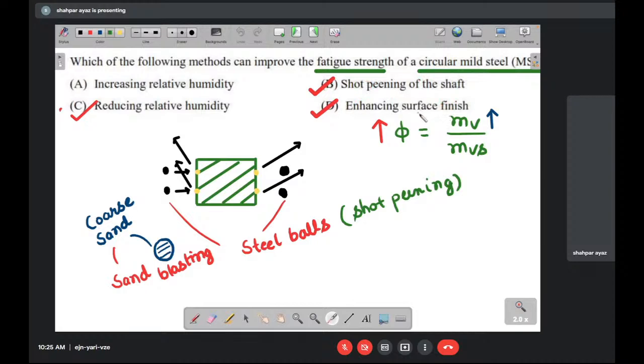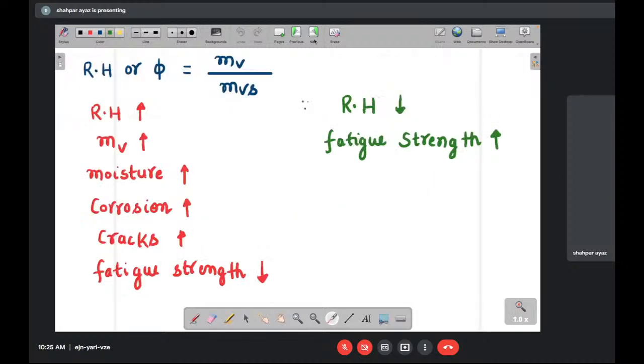Now surface finishing, my dear. Same answer you can give. Whenever you increase the surface finishing, there will be fewer cracks, right? More surface finishing, fewer cracks are there. Fewer cracks means more fatigue strength, right? So fatigue strength will be more. So you can also conclude it in this manner.